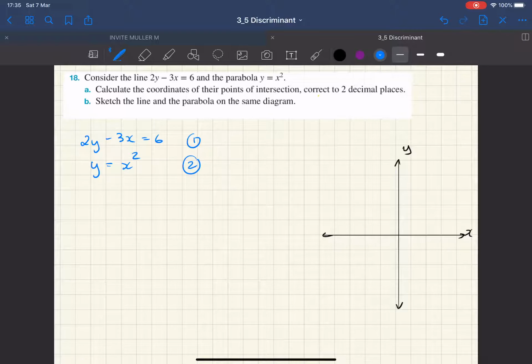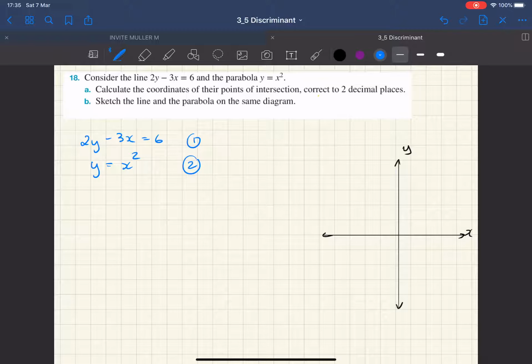Because it's simultaneous equations, on this graph of mine there's going to be one or two intersections, and I want to know exactly where that happens. So that is where these two equations are the same. Let's go and do that now.